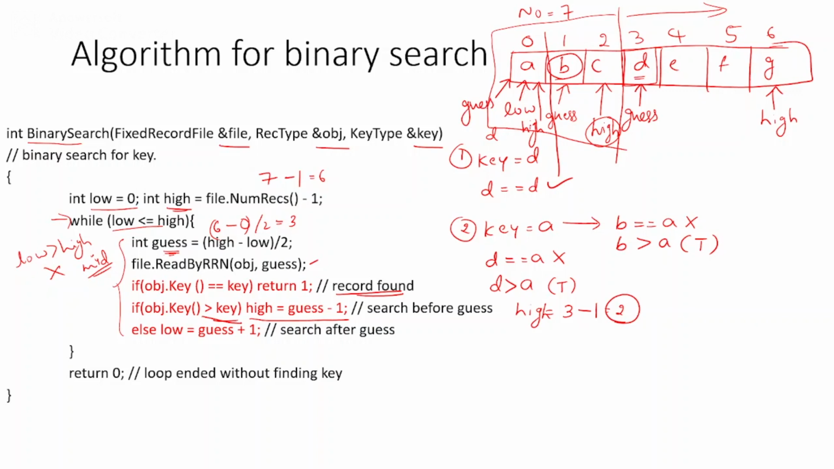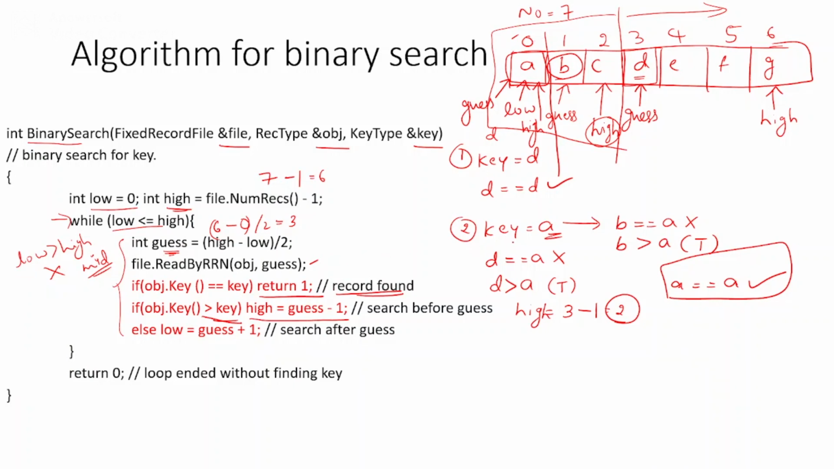Now your low, high and guess, all three are pointing to the same position, that is 0. Then it is going to compare whether object.key is equal to key. What is object.key now? That is A itself. So whether A is equal to the key, whatever you had given, that is A. Yes, it is true. Now it will return 1 with the record found condition. So now your record got found. So this is how the algorithm works.